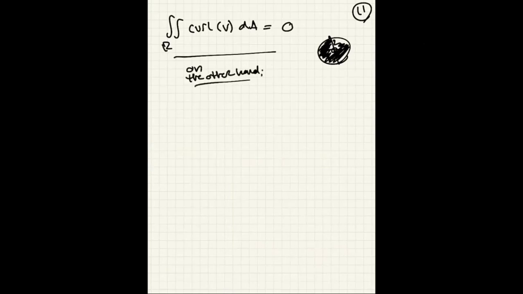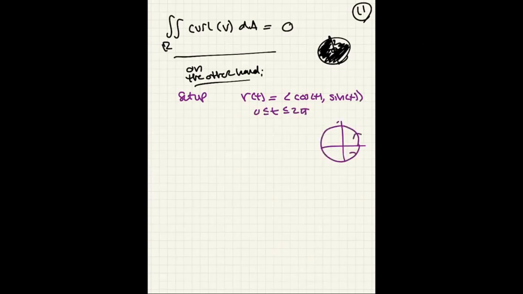let's actually set up the parameterized integral. So let's set up r of t is cosine t, sine of t. And we know t is ranging between 0 and 2 pi. This is going to give us that circle that I'm discussing. This gives us C. So if I actually want to do the integral, I'm going to be doing an integral from 0 to 2 pi.